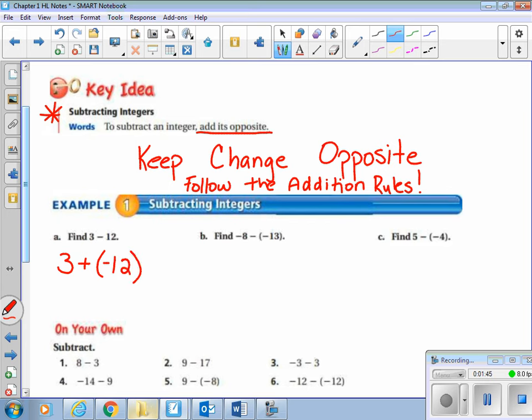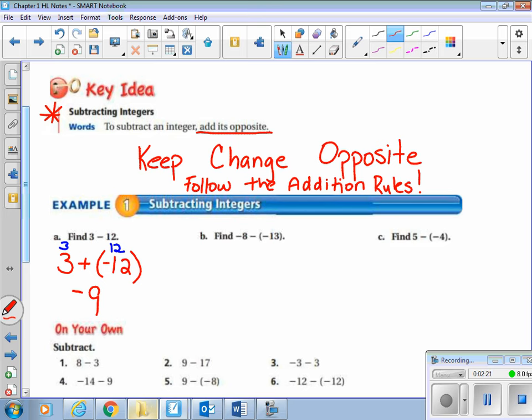So now I have an addition problem, and I can see that I have a positive and a negative. So my signs are different. When my signs are different, I subtract or find the difference. 12 minus 3 is 9. And then I take the one with the higher absolute value. The absolute value of 3 is 3. It's 3 units away from 0. The absolute value of negative 12 is 12. It's 12 units away from 0. Since 12 is bigger than 3, I'm going to take the sign of the 12, which is a negative. So my answer would be negative 9.